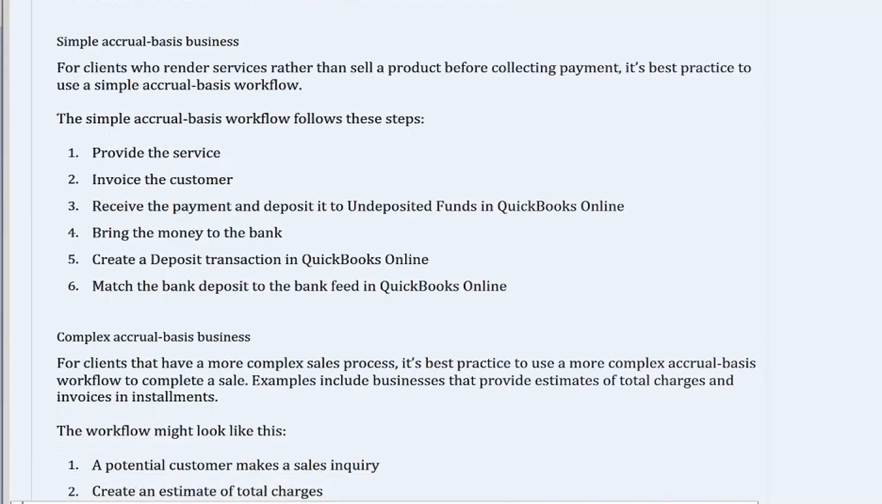Simple accrual basis business. For clients who render services rather than sell a product before collecting payment, it's best practice to use a simple accrual basis workflow. The simple accrual basis workflow follows these steps. Provide the service. Invoice the customer. Receive the payment and deposit it to undeposited funds in QuickBooks Online. Bring the money to the bank. Create a deposit transaction in QuickBooks Online. Match the bank deposit to the bank feed in QuickBooks Online.